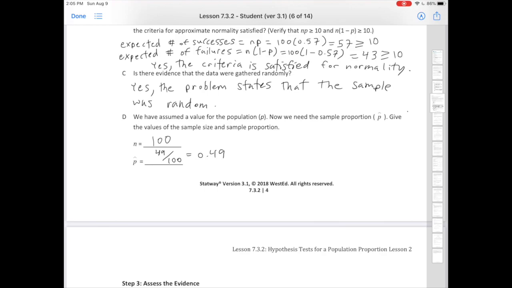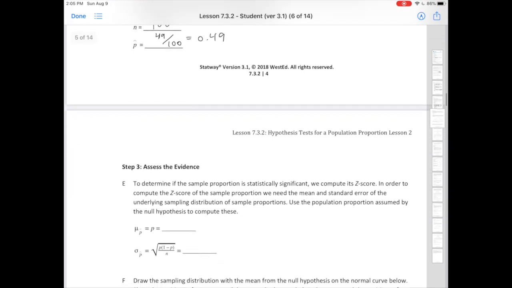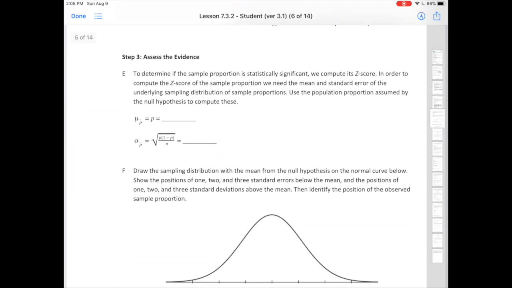So this is the data that we collected, and now we're ready to move on to step 3, assess the evidence. So in other words, we need to find a p-value and see how unusual is that low voter turnout that she got. Does it prove, or does it reasonably prove, that people at her school vote less, or is it just luck? So let's see.